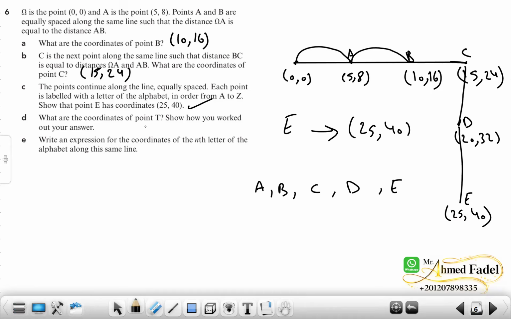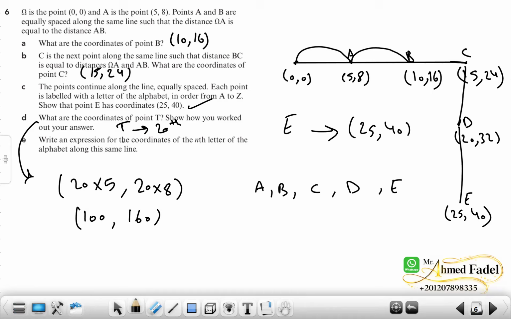What are the coordinates of point T? They're giving you a tip in the book. If you just notice on the right side, there is a box telling you that T is the 20th letter. So what are we supposed to do, mister? I'm going to need to do here 20 multiplied by 5 to find the x, because every time the x is going up by 5. And here you're going to need to multiply 20 times 8. So it's going to give you here 100 exactly. And here is 160. So letter T is going to be 100, 160.